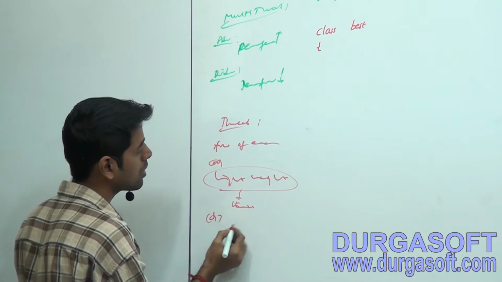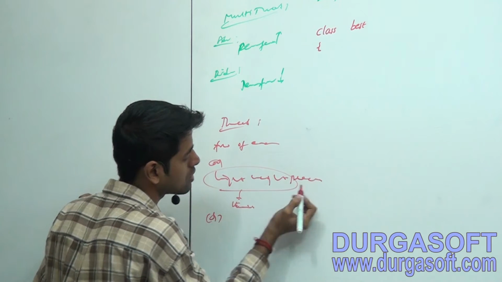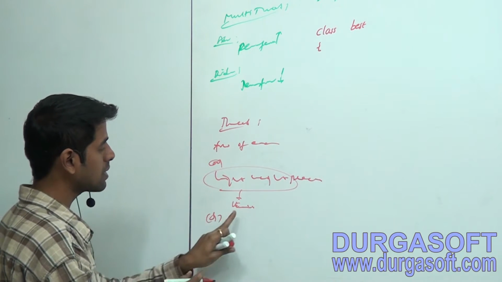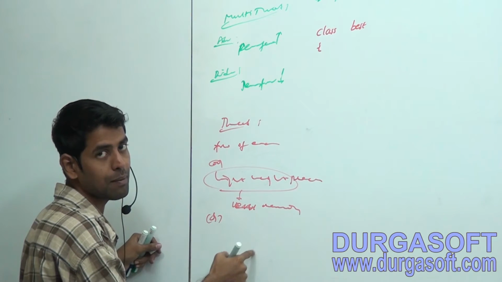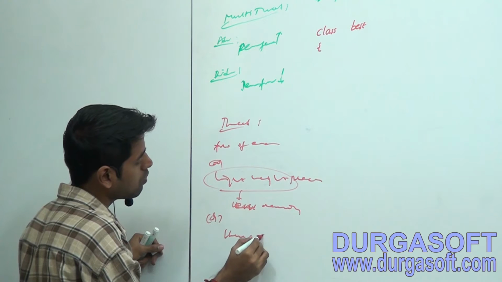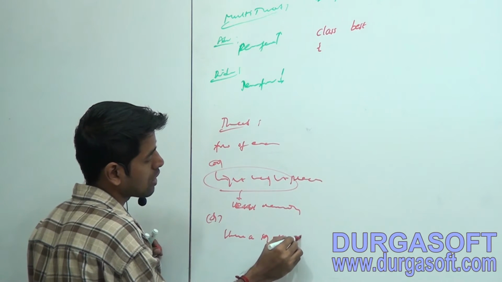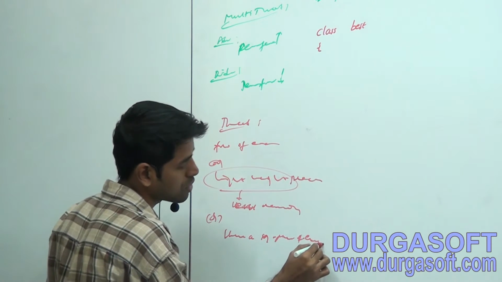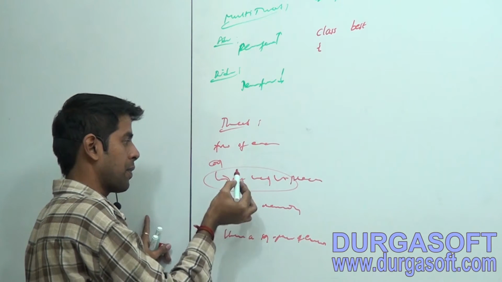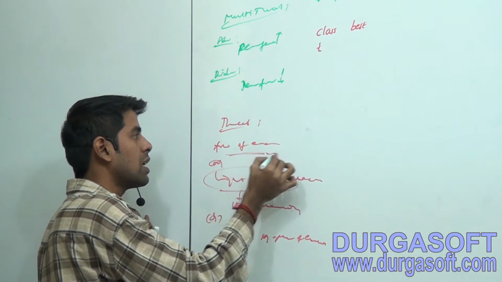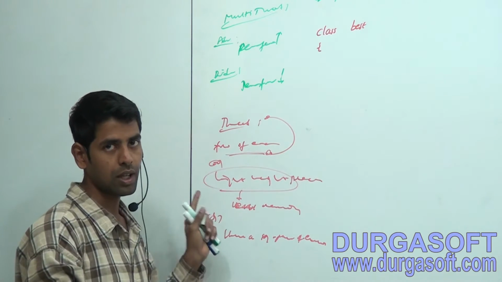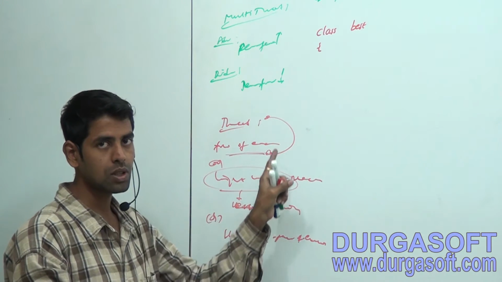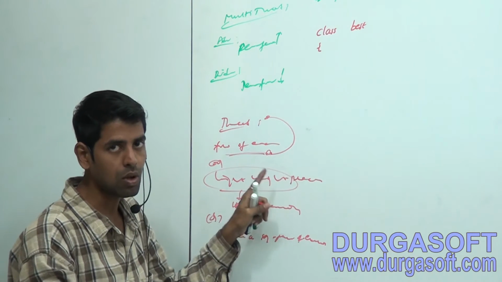The other one is what? Lightweight process, occupying less memory. And the other one is what? Stream or flow of execution. Now, flow of execution means thread. Thread means flow of execution.